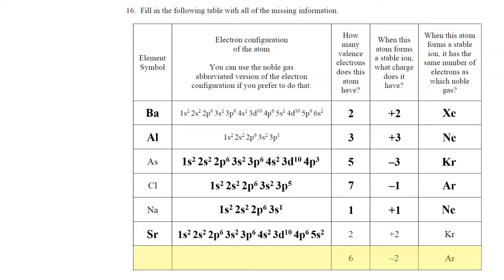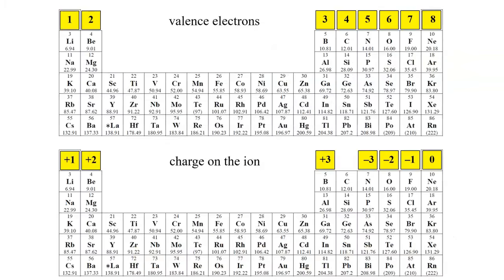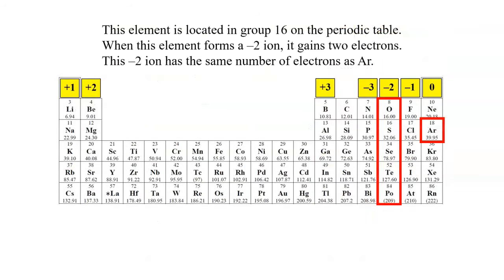Again, we don't know the element symbol, we don't know the electron configuration of the atom, but we know it has 6 valence electrons, and it normally forms an ion with a charge of -2, and then that stable ion would have the same number of electrons as the noble gas argon. So 6 valence electrons, that means that the element is located in group 16 of the periodic table.